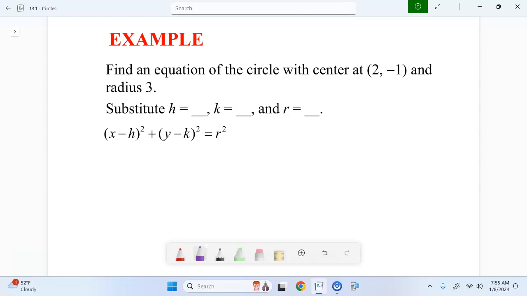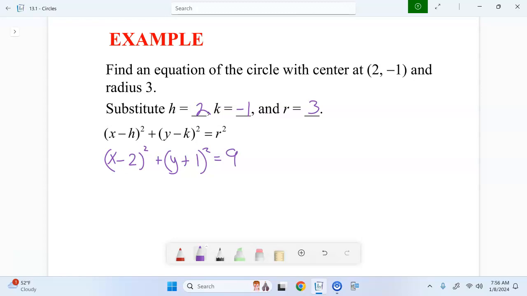So we want the equation of a circle with a center at 2, -1, and a radius of 3. What is h? 2. What is k? What is r? And it's as simple as just plug and chug. X minus h was 2. Y minus -1 is plus 1. And then we have 3 squared to get 9.